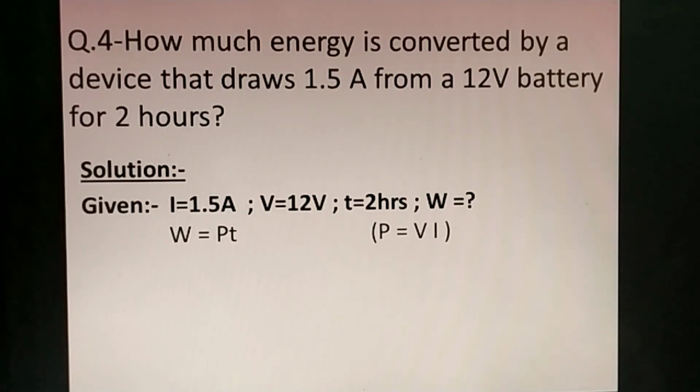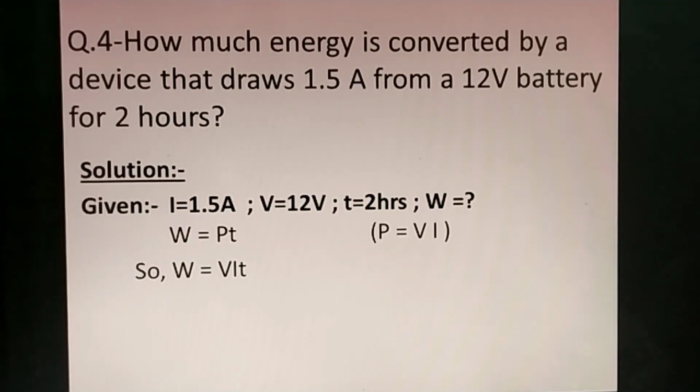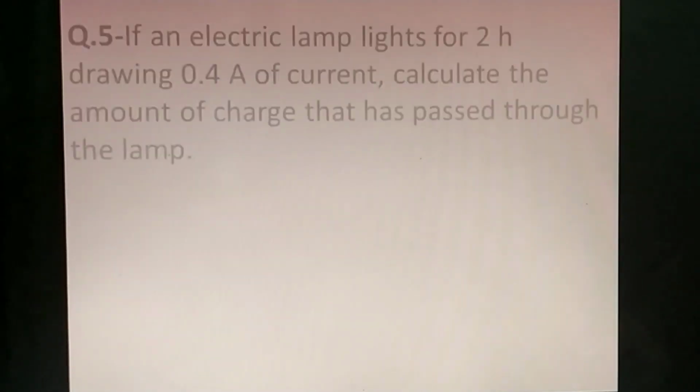So electrical energy, how much energy is converted? So W equals P into T. Here the value for P is not given. So we can substitute P equals VI. Now substitute the value for P in this formula. We will get W equals VIT. Now substitute all the values: 12 multiplied by 1.5 multiplied by 2, and the answer will be 36 watt hour. Now I am moving to the next one.